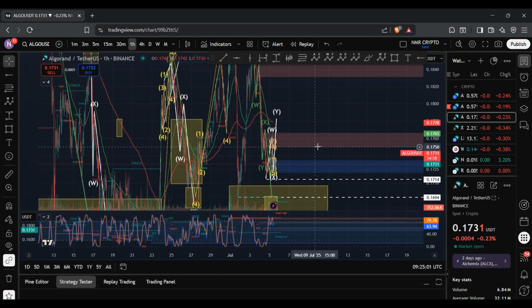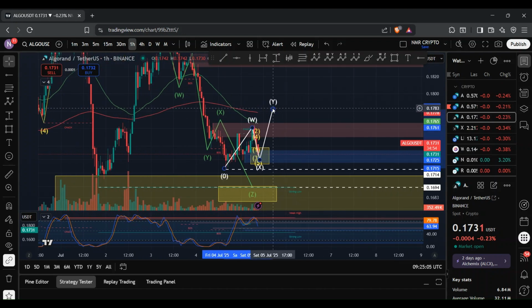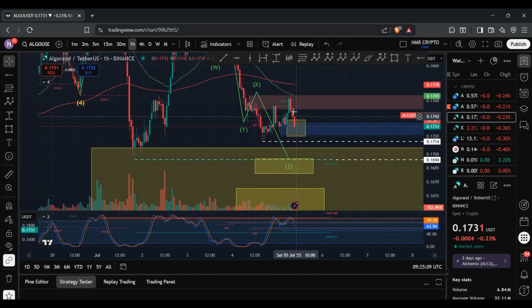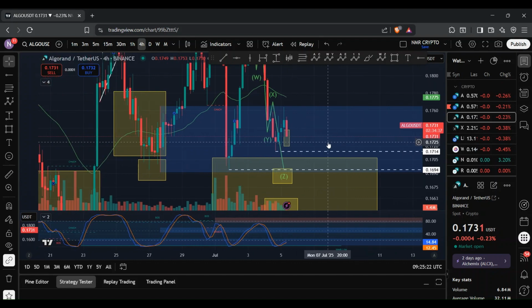Now, as far as the stochastic RSI goes, you can see that the bears currently do have the momentum. So if I remove this for now, just so the chart's more clear. And of course, that's reflected on the price chart where we've seen consecutive red candlesticks. And if I go in the 4-hour chart, you can see that we are within the oversold region where we are below 20. And so I'm looking for the bulls to regain control of the market.